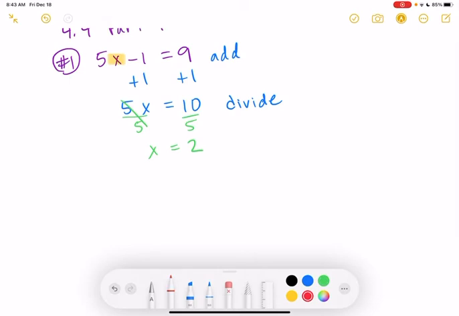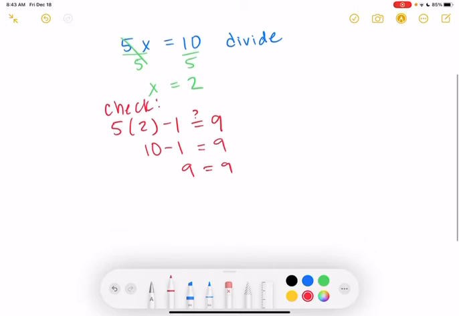And remember, we can go back and check it. So 5 times 2 minus 1. We're seeing, does that really equal the 9? So we have 10 minus 1. That's true. 9 equals 9. So number 2.